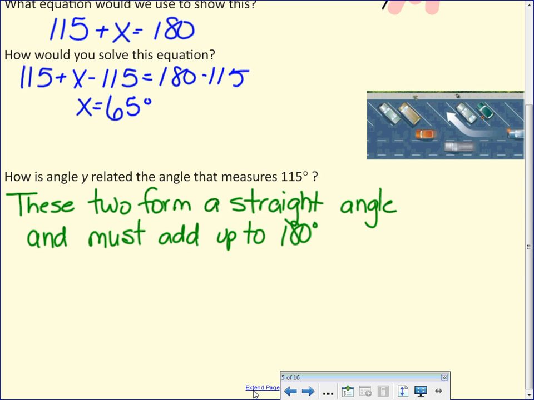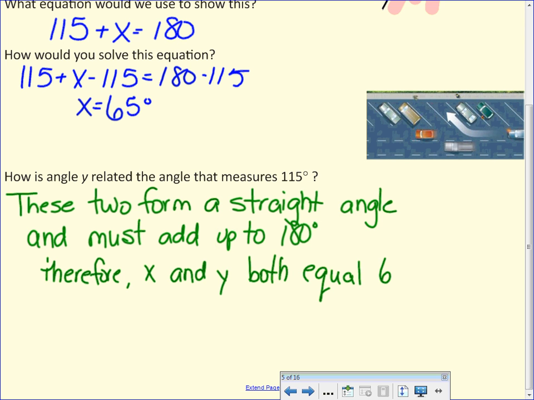Alright, so those also, y and 115, also form a straight angle and must add up to 180. Therefore, x and y both equal 65 degrees.